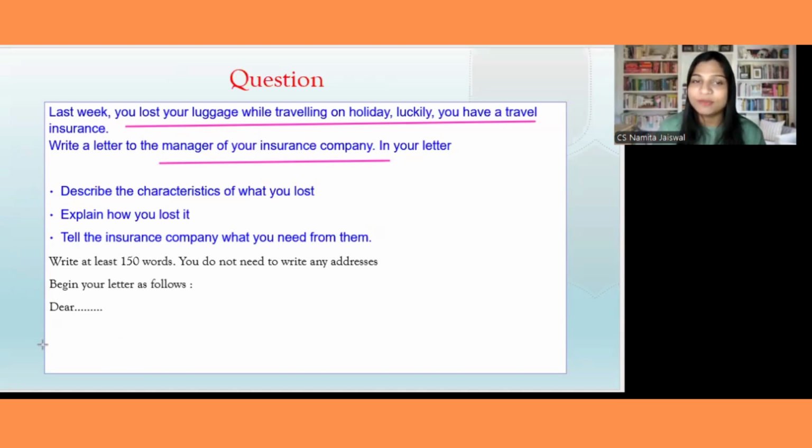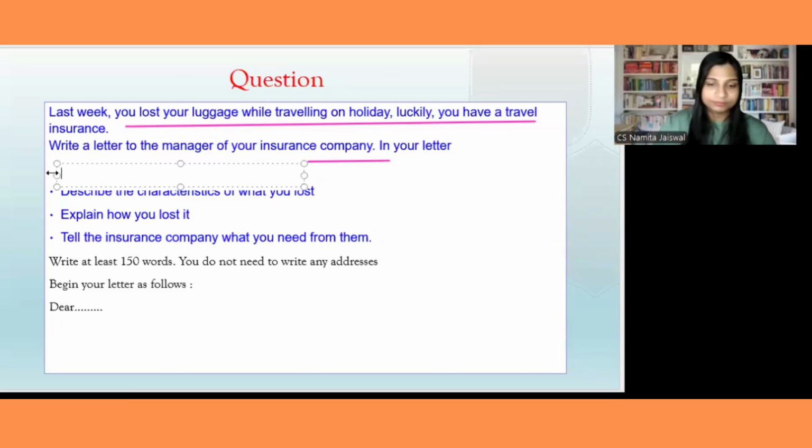Now, begin your letter as follows, dear. So this is not giving you any information, but with the question, you have understood that this is a formal letter. Now, how will you divide your paragraphs? Paragraph 1 is going to be the purpose of the letter. So what is the purpose of the letter? Please read the question and understand it. Okay, so it's a claim. You're not inquiring, you're claiming. This is a complaint letter. We can say that, right? You have lost your luggage.